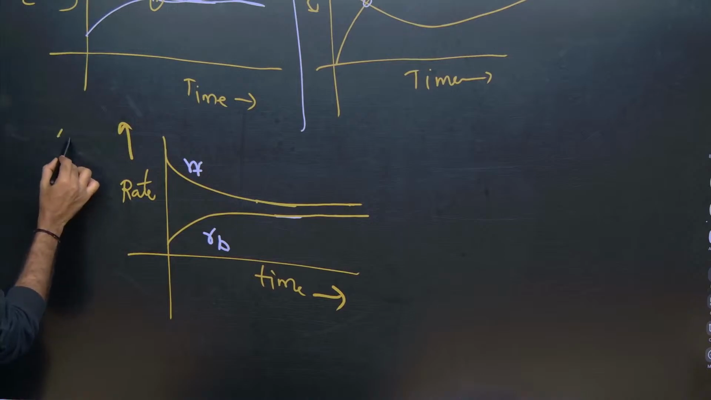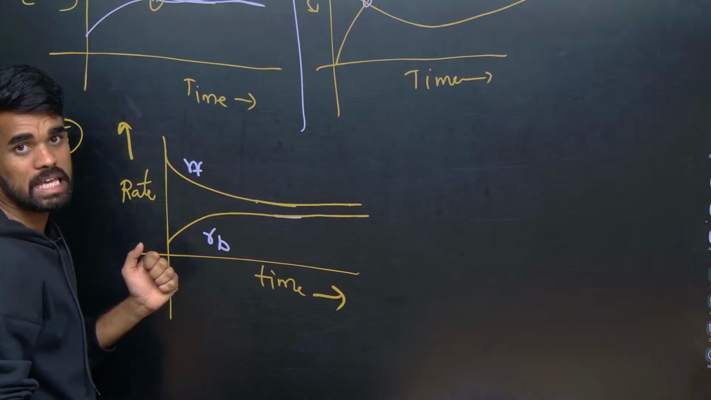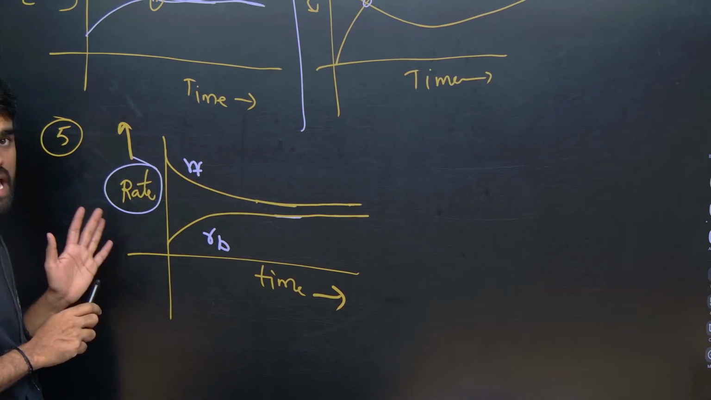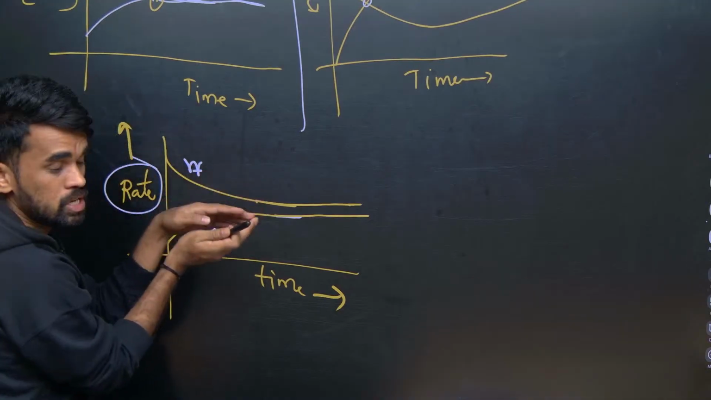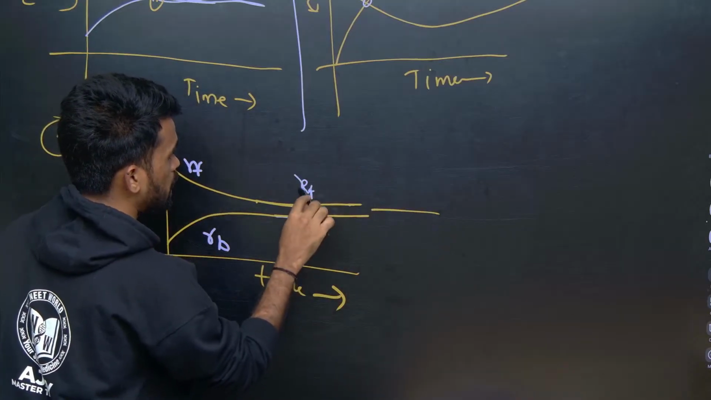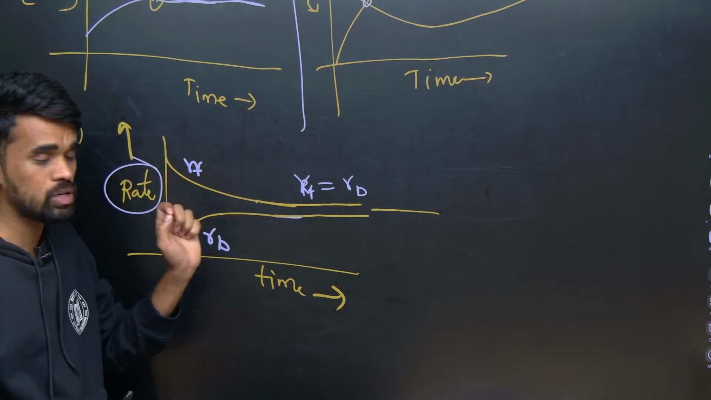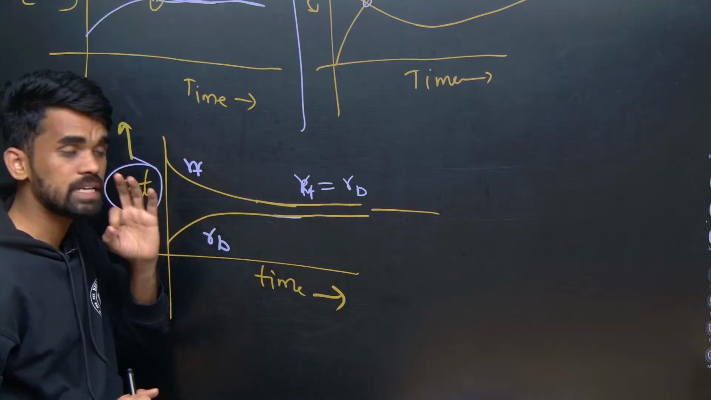Yes, I can see, give the number as 5. Yes, this graph is not representing equilibrium. Why? Because whenever we are taking rate on the y-axis, these two lines should merge and become a single line. It means the rate of forward should equal the rate of backward at a certain point. Only if the lines are merged from that point onwards can we say that the reaction is in equilibrium.